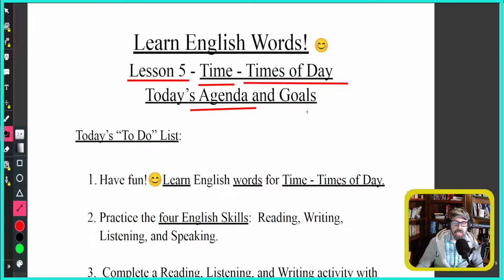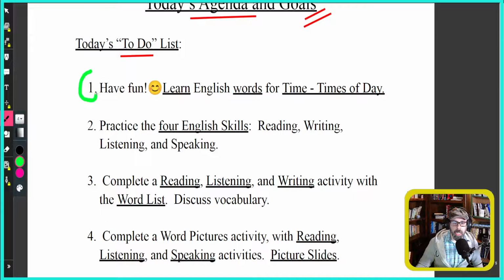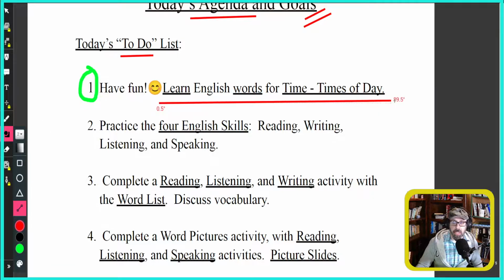Let's look at the agenda together. The agenda is our to-do list, and we will look at some goals for this lesson's vocabulary for today. Number 1: we're going to start by working on English words for time and talking about times of day.